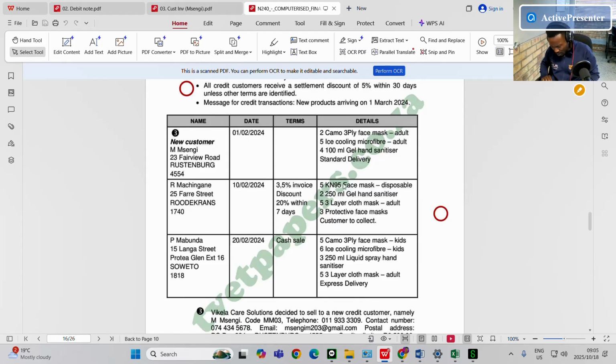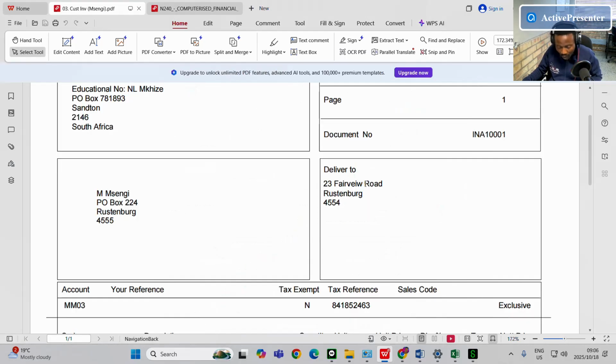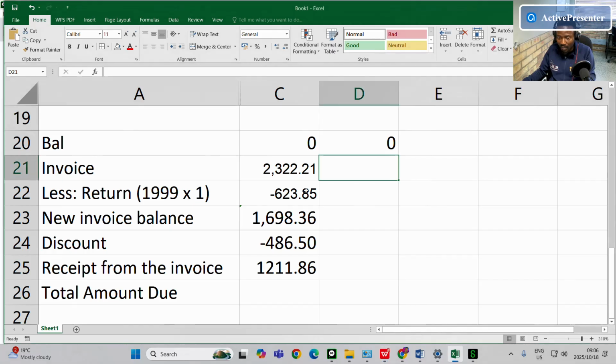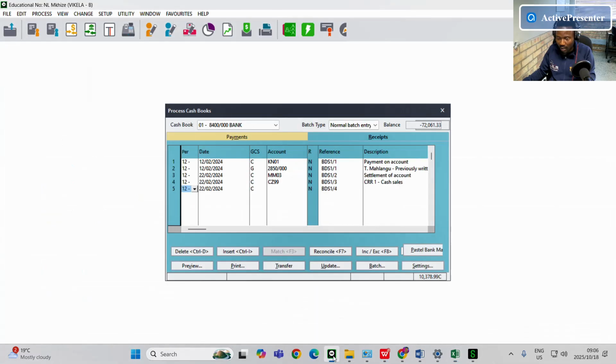Obviously, there's no debit note. There's no return. Yes, sorry, credit note. So there is no return. Now let me check. Oh yeah, we do have a credit note, so I'm gonna do both here. I'm going to be doing the supplier invoice, the customer invoice, and the credit note.